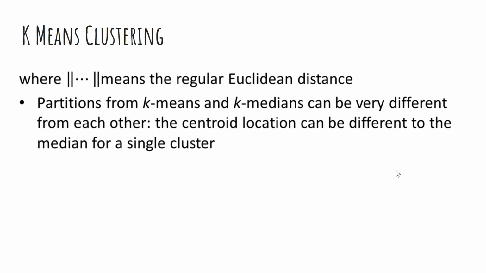K-means clustering, where the distance is the Euclidean distance. The partitioning from k-means and k-medians can be different from each other. The centroid location can be different from the median for a single cluster.